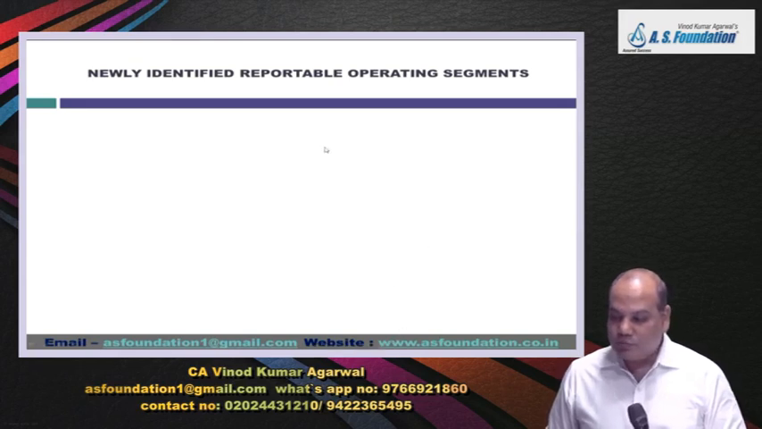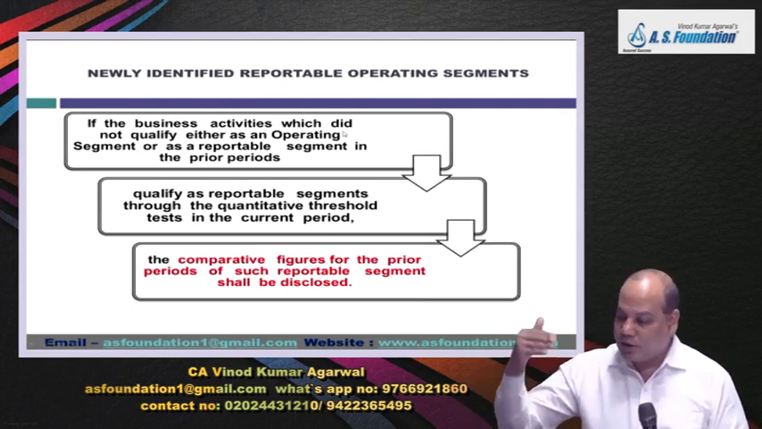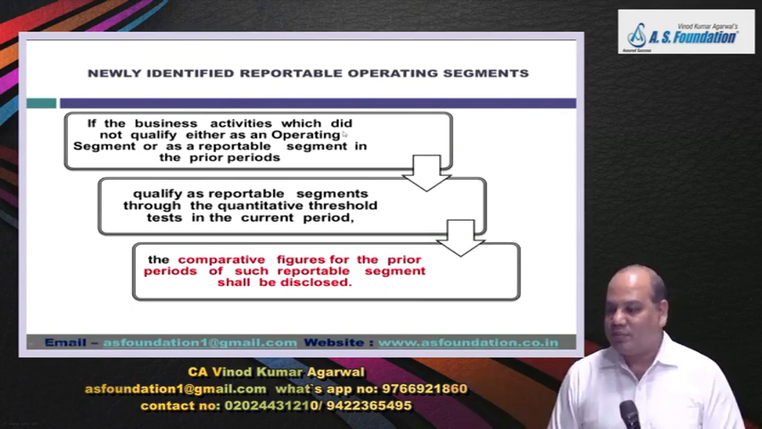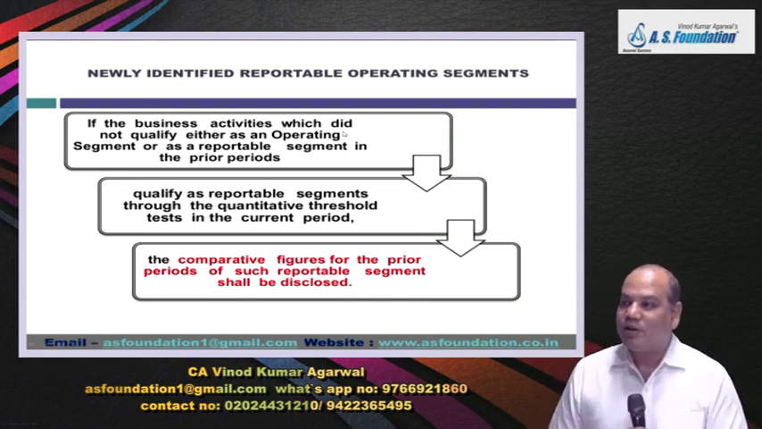And one more complication you should understand: a segment has been identified for the first time as a reportable segment in this year, but it was not a reportable segment in the last year.